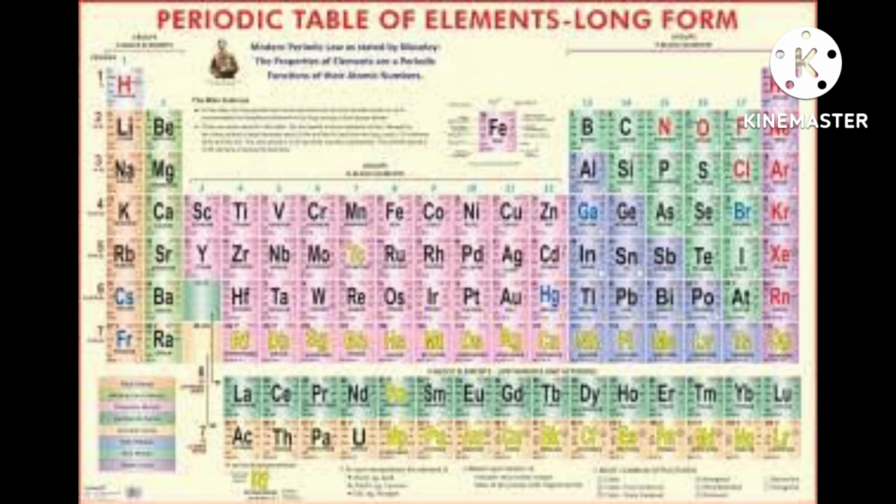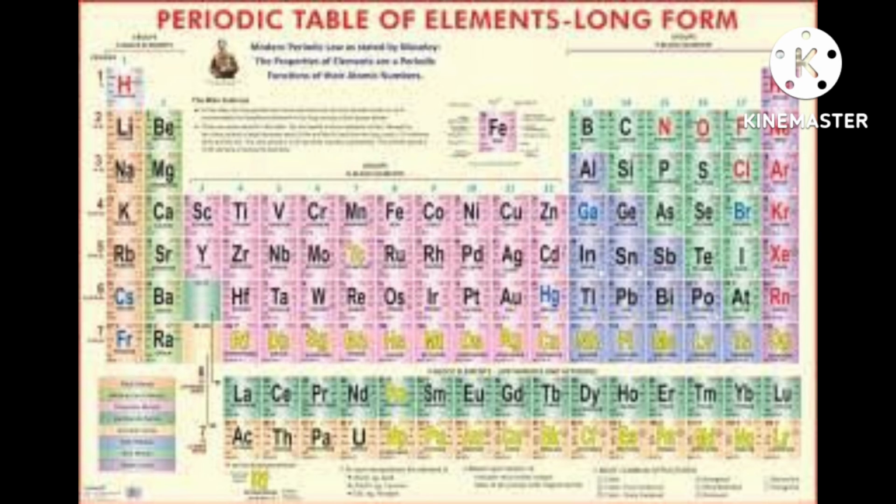How many periods are there? The question is asked: how many periods are there in a periodic table? This is an important question. Then there are altogether 7 periods. 7. Okay.